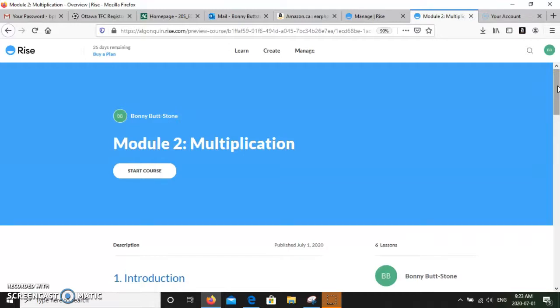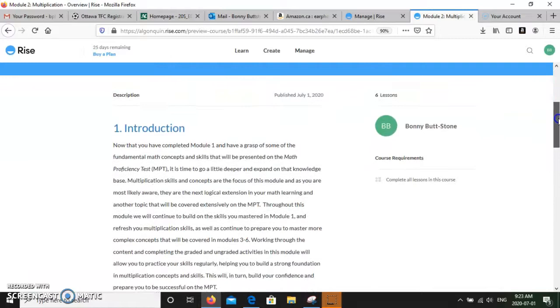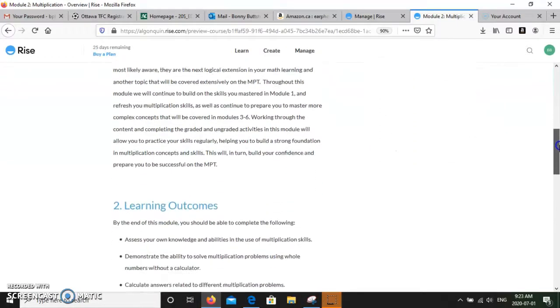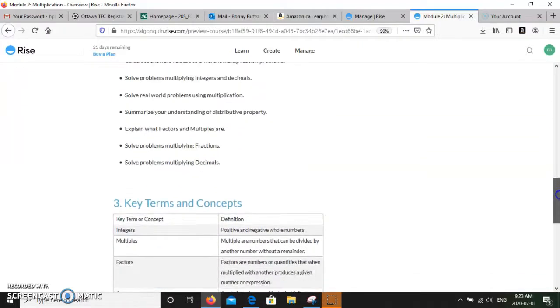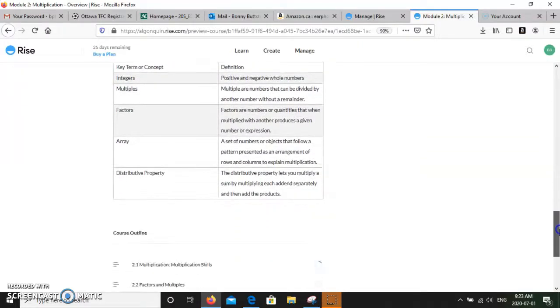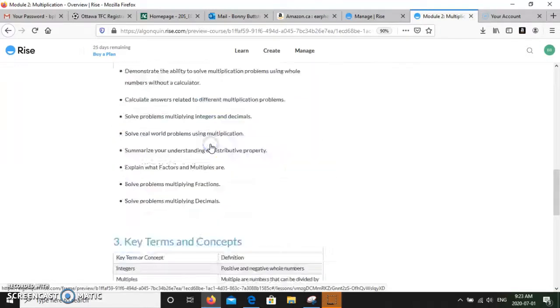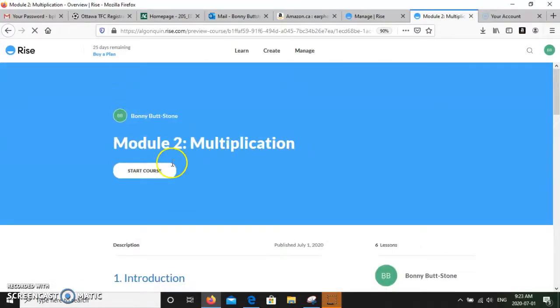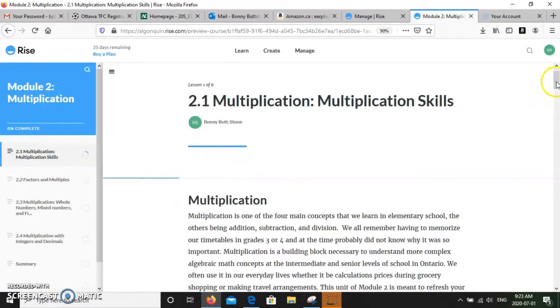Bear with me. So here's the first page of the module, the title, and then we move through the introduction, the learning outcomes, and then key terms and concepts. And then each piece of the outline. We start the course. We move into 2.1.